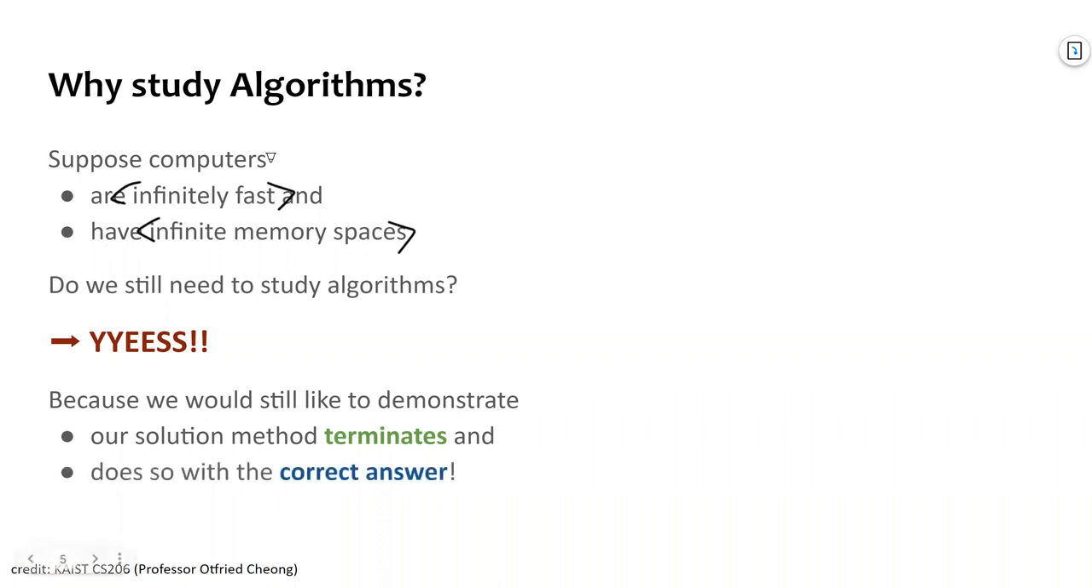And this is the second reason. We want to know that if our algorithm is going to produce the correct answer. So these are some reasons why we study algorithms. So basically, because our computers are not infinitely fast, we want to find out some efficient algorithms that do not spend much memory space. So basically, we want to make efficient algorithms because our computers are not infinitely fast or have infinite memory spaces.